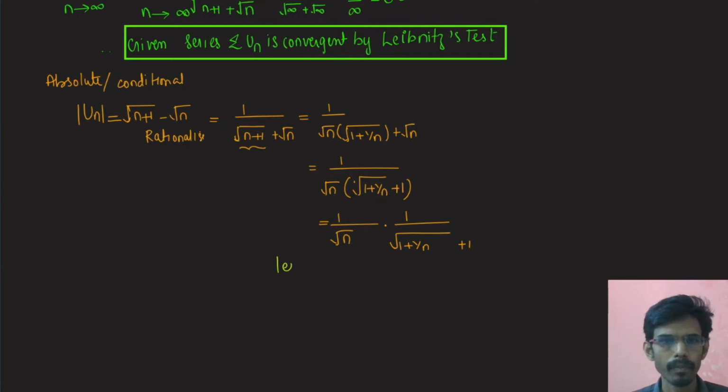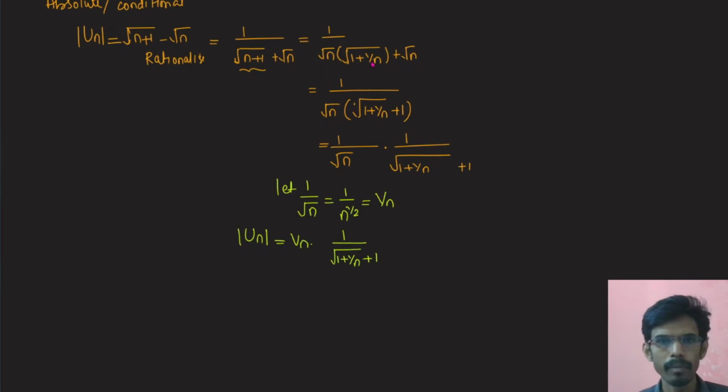Now let us take this 1 by root n, that is 1 by n power of 1 by 2, as some Vn. Let us say this Vn. Now put this value here. So I'll get mod un value is Vn into 1 by root over 1 plus 1 by n plus 1. Now divide this by Vn. So mod un by Vn value is 1 by root over 1 plus 1 by n plus 1.